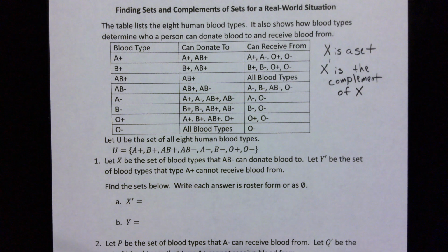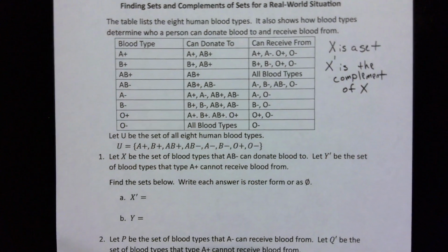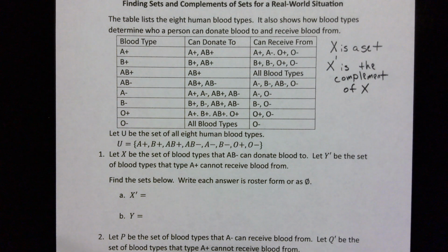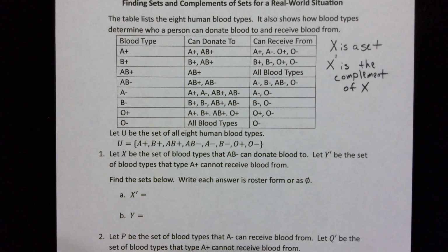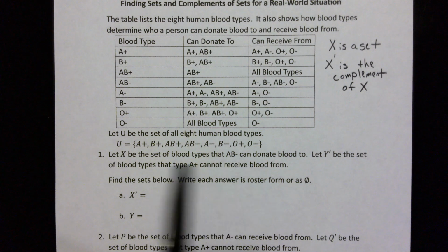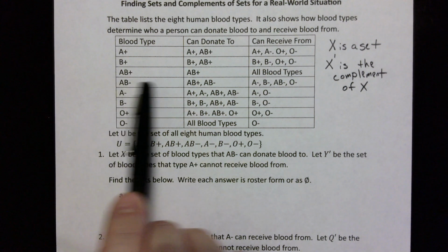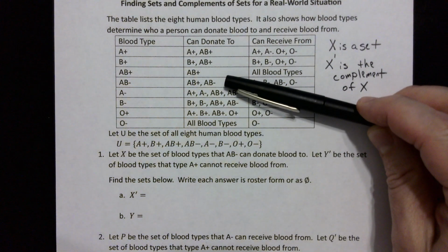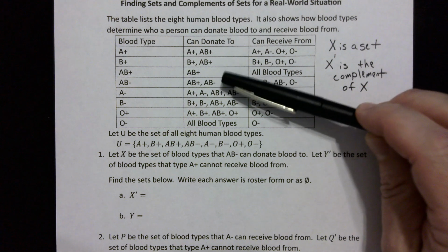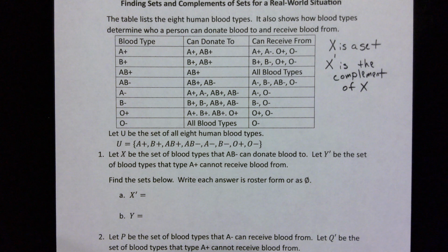Let's look at our two problems here. They're both going to be based on this table. Let X be the set of blood types that AB negative can donate blood to. So we look at X, the set of blood types that AB negative can donate to. Here's AB negative, and here are the two that it can do. So X includes these two things. The first question is, what is X complement?